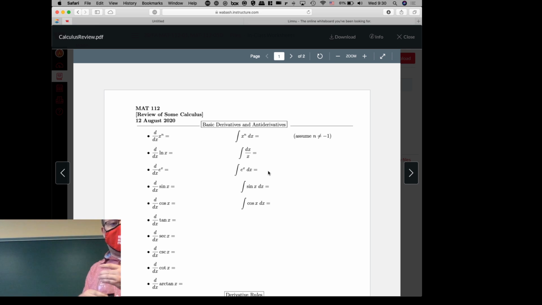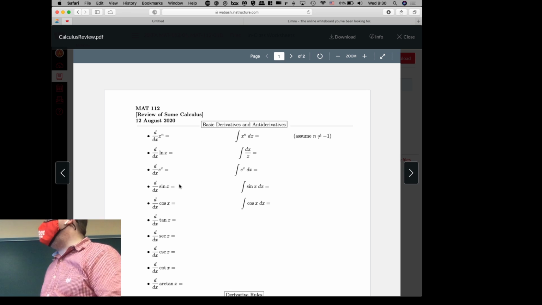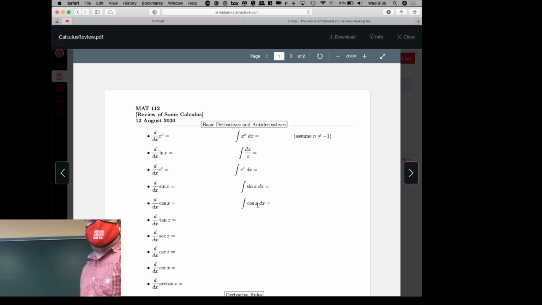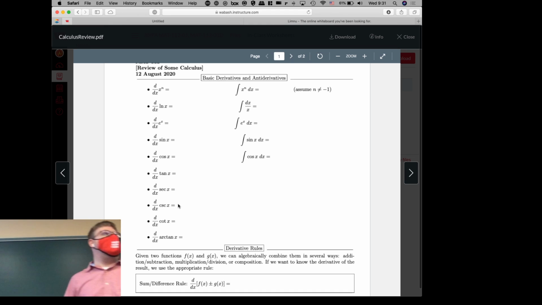Okay, then we've got all the trig functions. So the derivative of sine is cosine, the derivative of cosine is negative sine, and then the circle continues. And hence on the antiderivative side, the integral of cosine is sine, and the integral of sine is minus cosine, so don't botch that. The derivative of tangent is secant squared, the derivative of secant is secant tangent, the derivative of cosecant is negative cosecant cotangent, and the derivative of cotangent is negative cosecant squared, right?